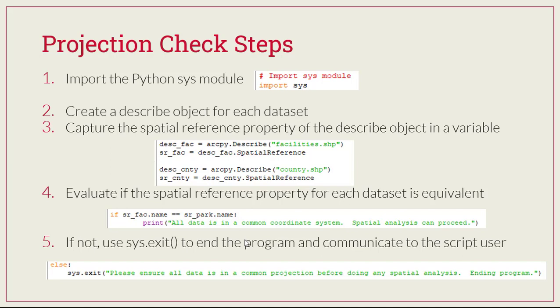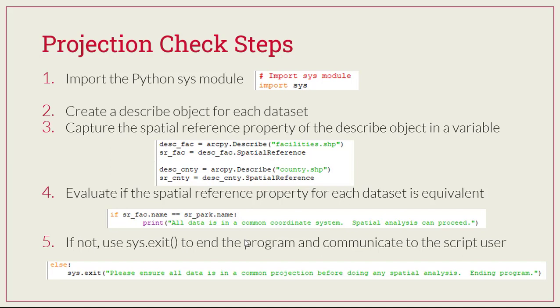DESC_FAC. So from that, we are going to grab the spatial reference property. So we are going to say SR_FAC, which is just common convention, FAC for facility, is equal to our describe object variable, so that DESC_FAC.spatialReference. So it's going to go and pull the spatial reference property from all of the things that are in the describe object. So this should look very familiar. We've done this in a previous module. You would do that again, same thing for our county data set. Create a describe object and then also pull the spatial reference.